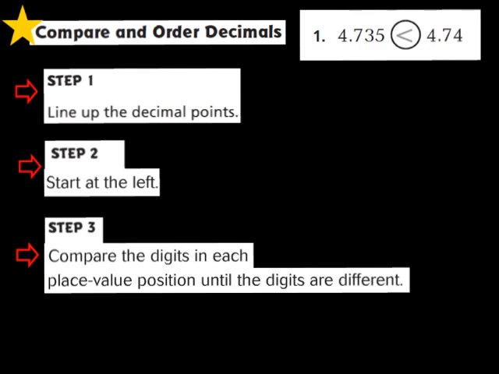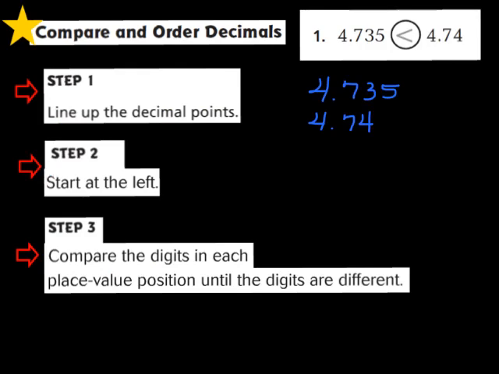So I'm going to follow what step number 1 says, and I'm going to line up the decimal points. So I'm going to first of all write down my 4 and 735 thousandths. Down below that, I'm going to write down my second decimal number, which is 4 and 74 hundredths. So I've now completed step number 1, and I've lined up the decimal points. And as you can see, my decimal points are lined up.